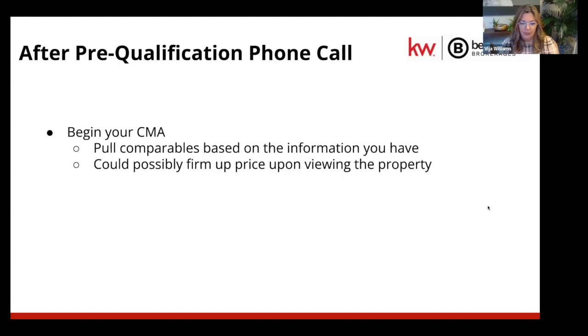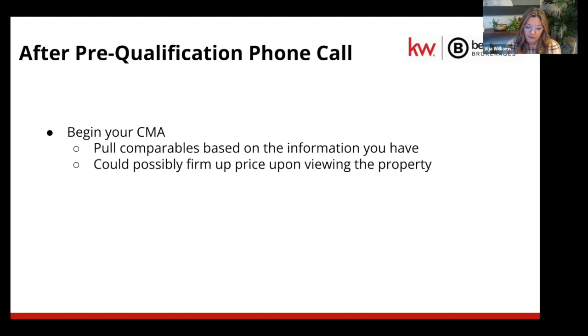Okay, great. So we do the pre-qualification phone call. Really, really important. You're trying to gauge the client's motivation, and you're trying to get as clear of an image as you can of that house, including photos or videos if you can do it, because that's really going to help you walk in with a price.